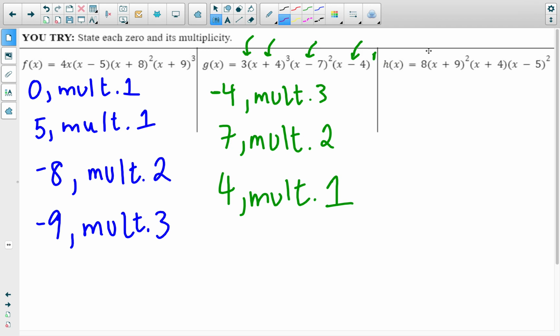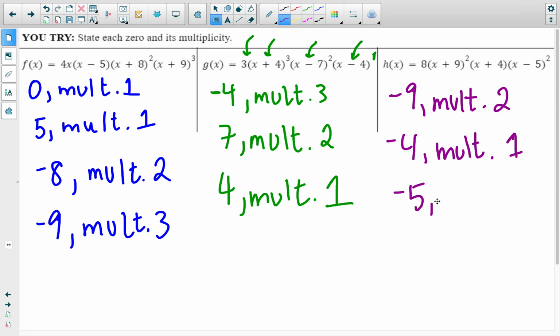Then here is another same situation with that 8. There's no x with it, so 0 will not be included, but we will have negative 9 with a multiplicity of 2, negative 4 with a multiplicity of 1, and negative 5 with a multiplicity of 2. Okay, that's all I got. Try the practice and let me know what your questions are.